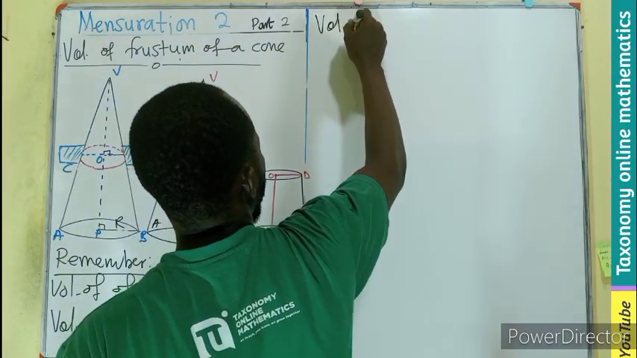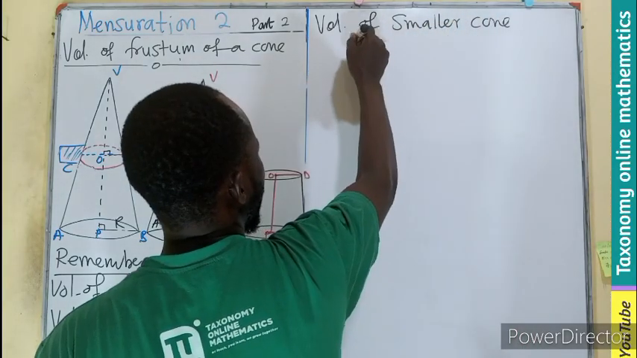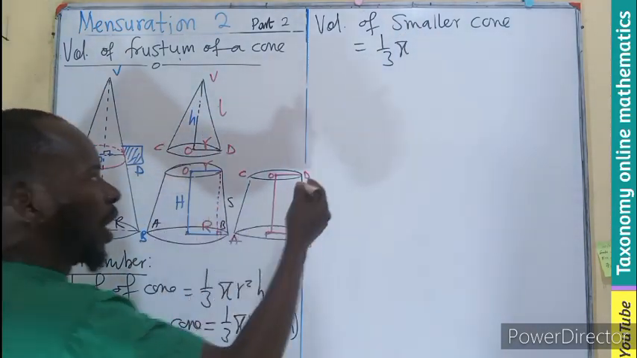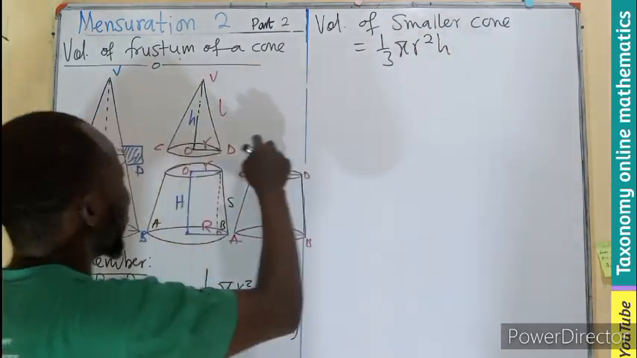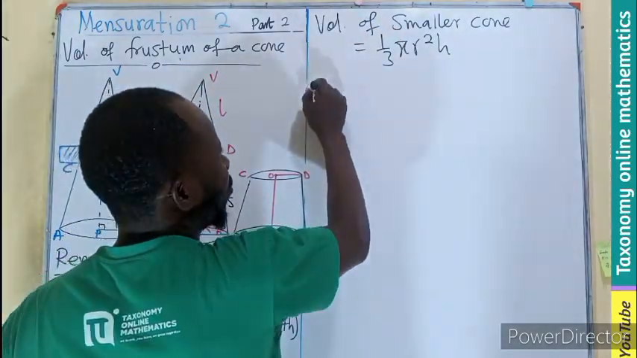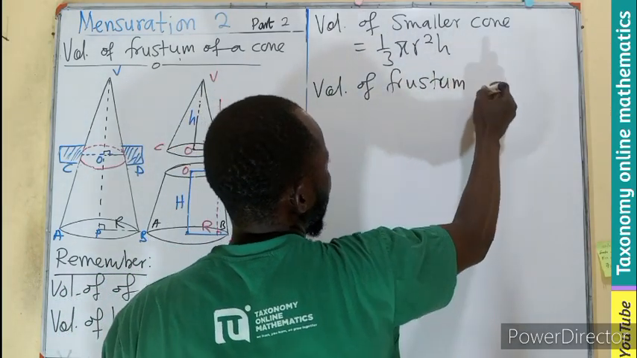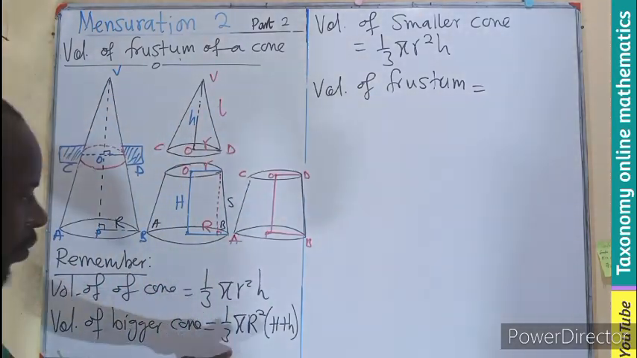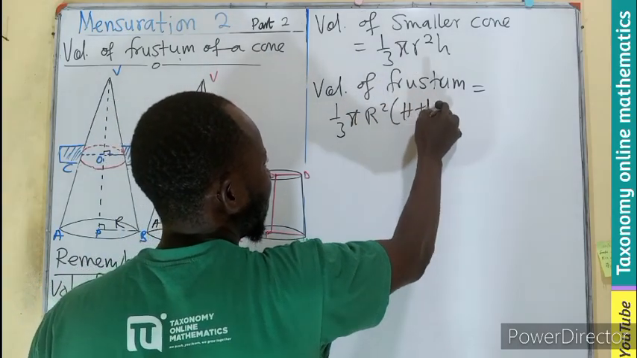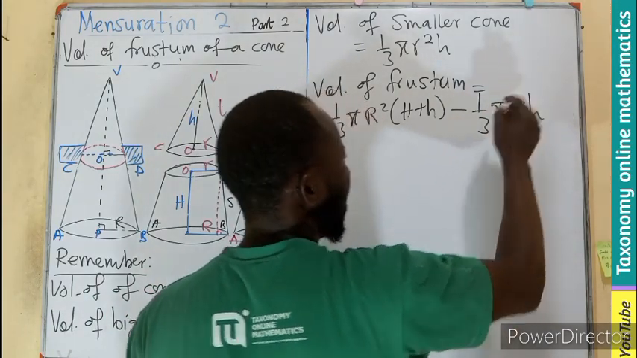Then, volume of the smaller cone is also going to be 1/3 pi times r square, and here the r is the smaller one, so we have r square h. Where is the h? The height. So we have the volume of the smaller and the bigger one. So fast forward, volume of frustum is going to be the volume of the bigger one, which will be 1/3 pi R square (h plus H), minus 1/3 pi r square h.